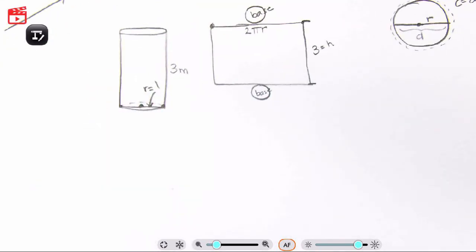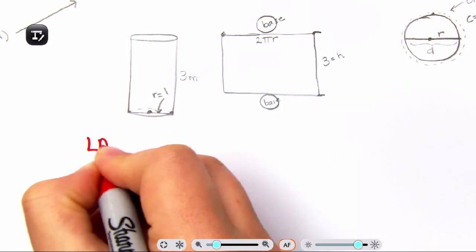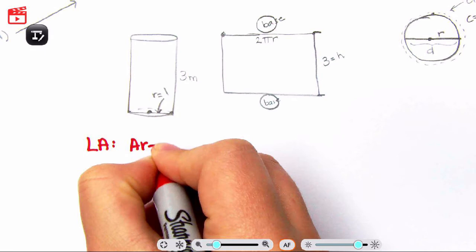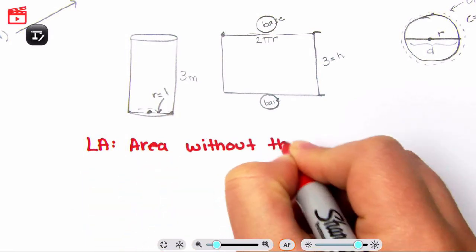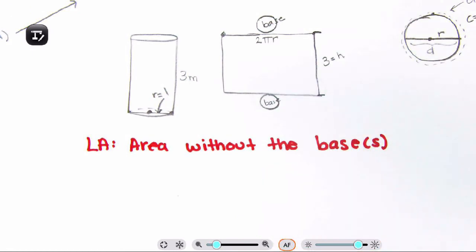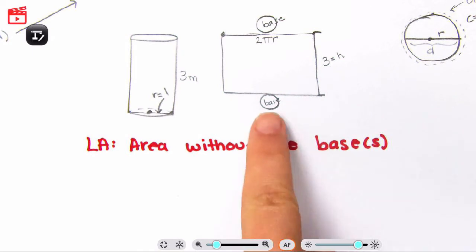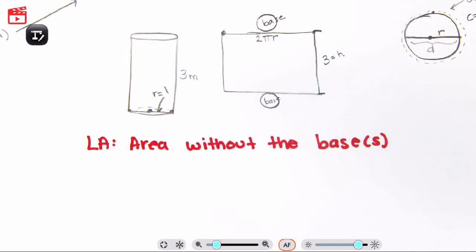Let's actually write that down. So lateral area is the area without the base(s). And I'm going to put base and then this s in parentheses because sometimes you will have 2 bases, sometimes you will have 1 base. So if this one, for example, has 2 bases, something like a pyramid will only have 1. All right, let's actually calculate this lateral area.